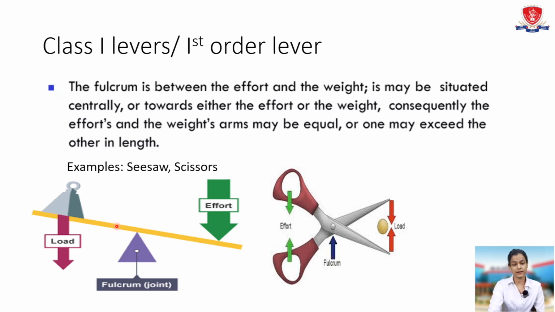For example, in this diagram you can see that the fulcrum is situated in between, or the center, whereas the weight and the effort are placed on either side. Now, in the scissors example, you can see two levers arranged such that the fulcrum is in between. Here, at this point, you will be putting in your effort so that you will be easily able to cut the object or the load that is placed on the other side.